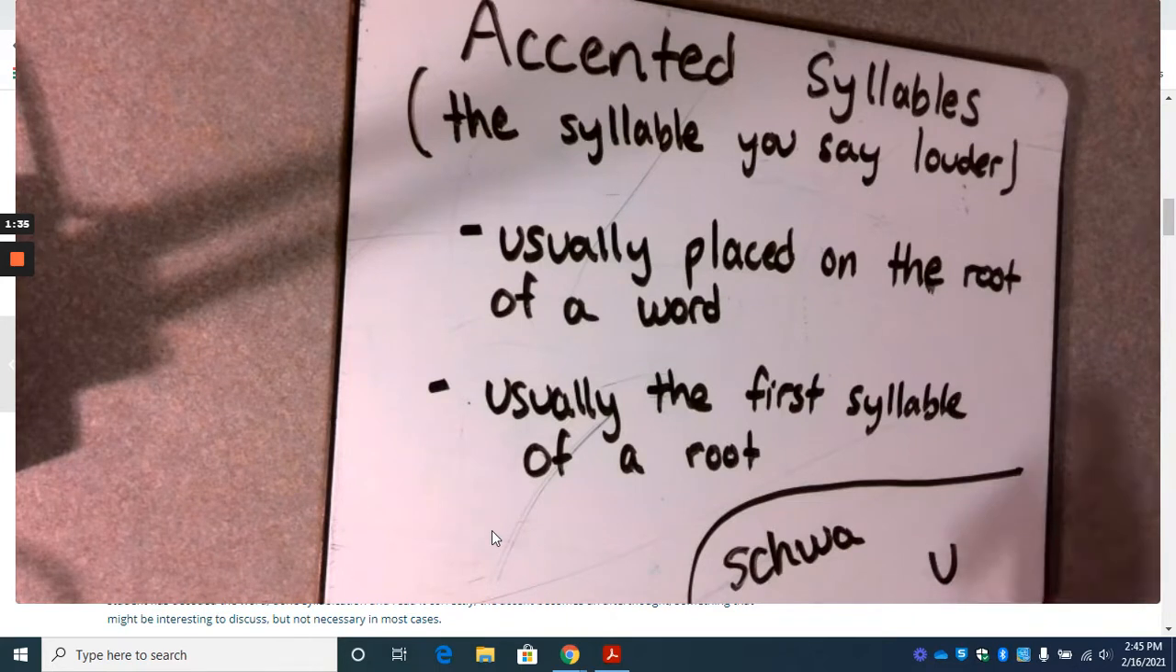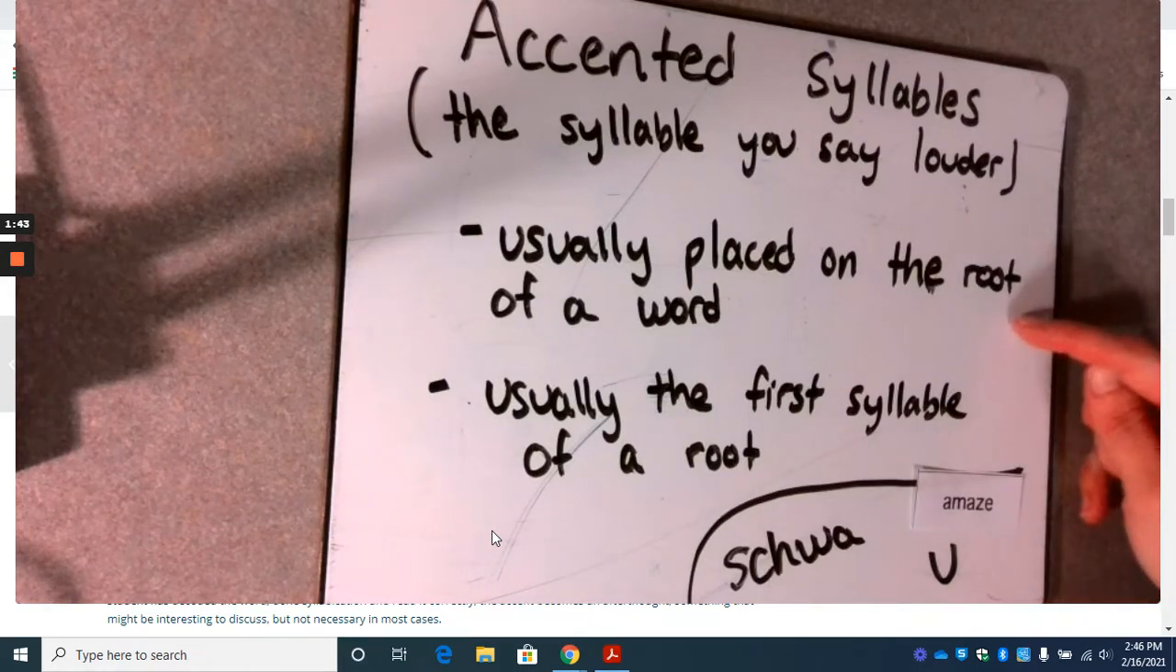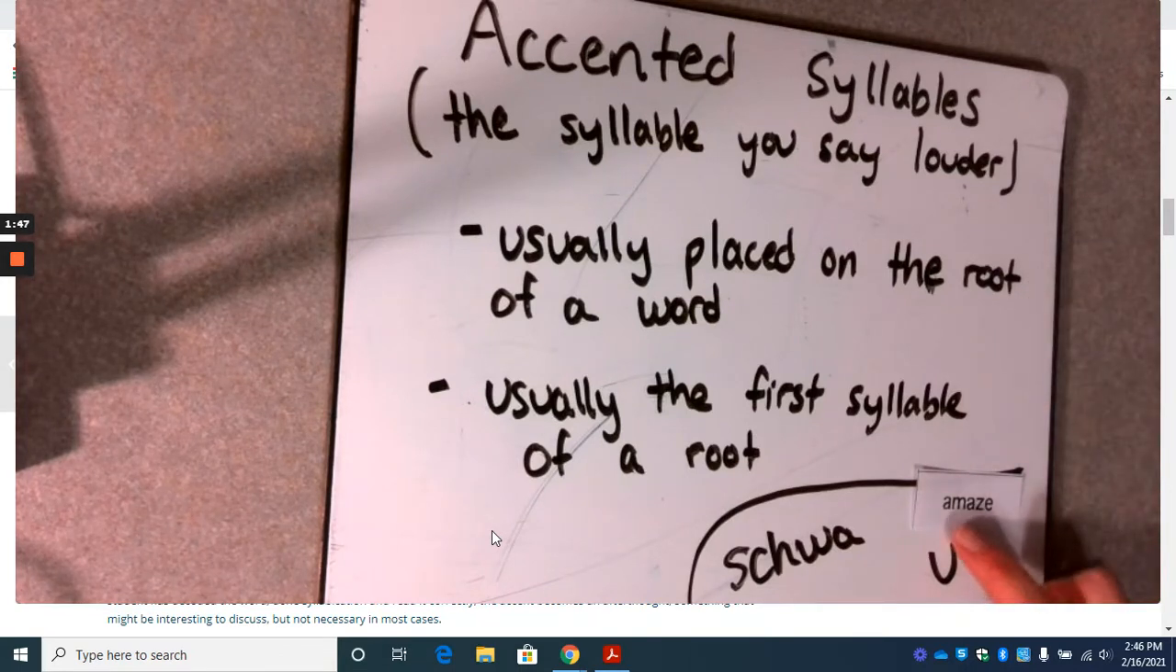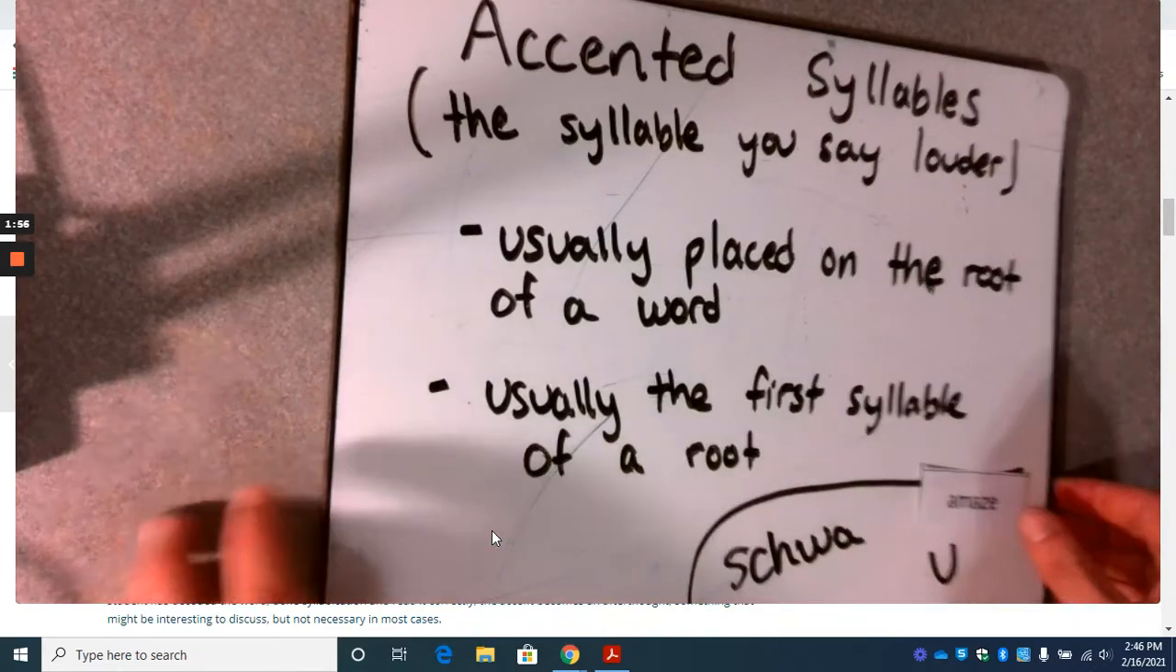Let's look at the word amaze. There's our base word, maze, right there. That's where we would follow this typical pattern, usually placed on the root of a word. Amaze. So again, if I were thinking about sorting the word amaze, then the accented syllable is the second one.